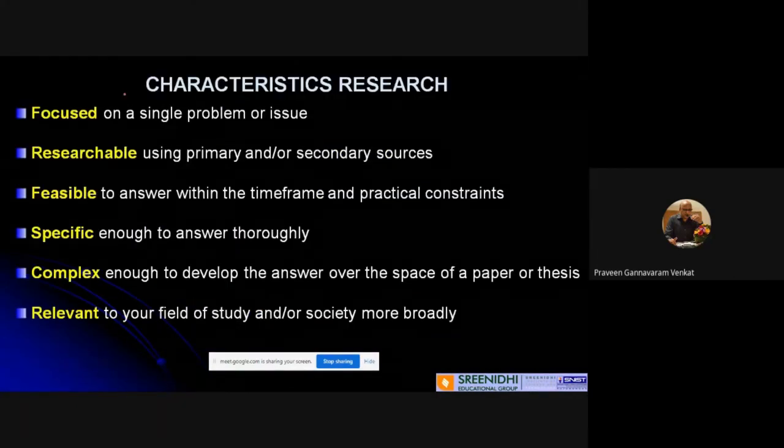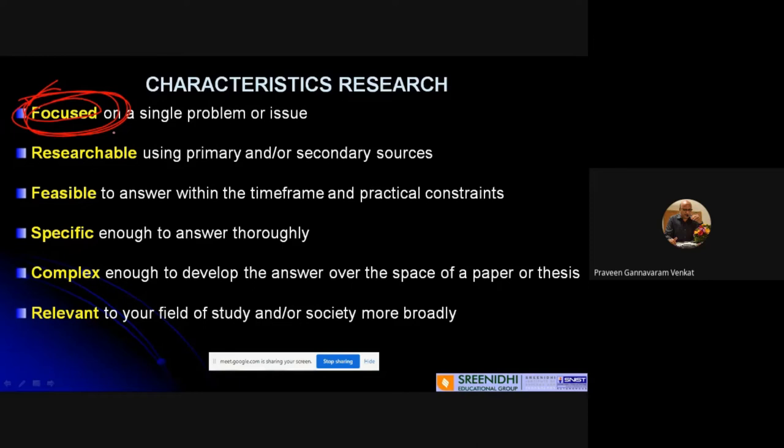So here, what are the characteristics of research? It must be focused. This is the most important, on a single problem or single issue. Multiple issues will spoil our research. So we should have a single problem or issue, and based on that we have to focus, not on all other aspects. And it should be researchable, based on primary and secondary sources.